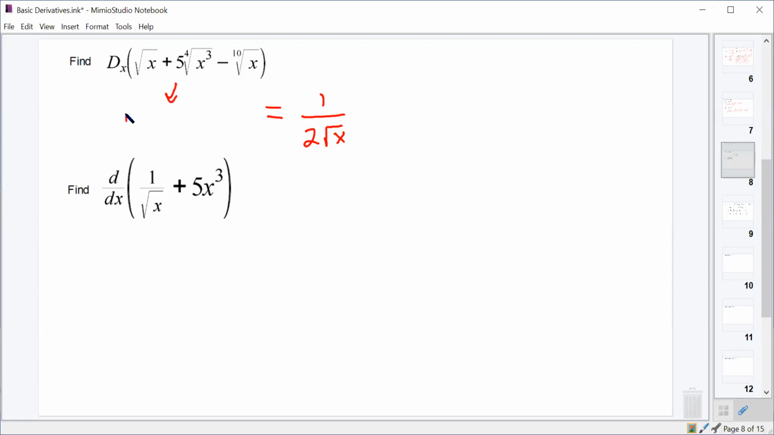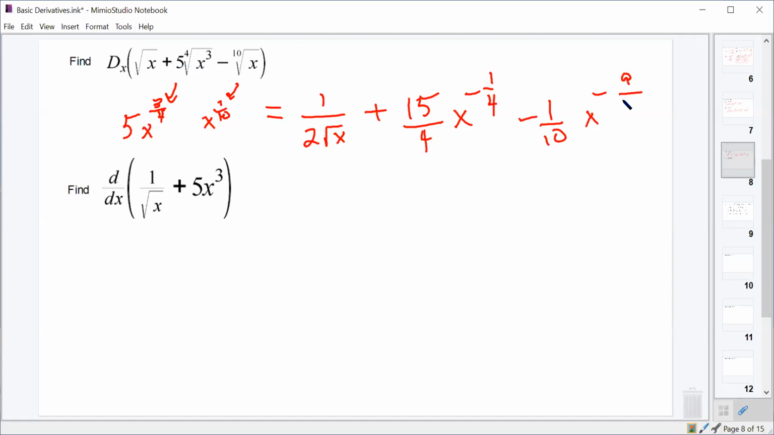This second term was 5x to what power originally? If we rewrote this. 3/4. Exactly, 3/4. So that should have turned into 15/4 x to the negative 1/4. Everybody good with that? Okay, and then this 10th root of x is x to the 1/10, so that should be minus 1/10 x to the negative 9/10. Everybody good there? All right, cool.